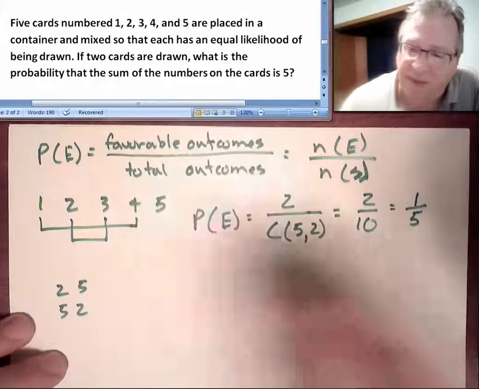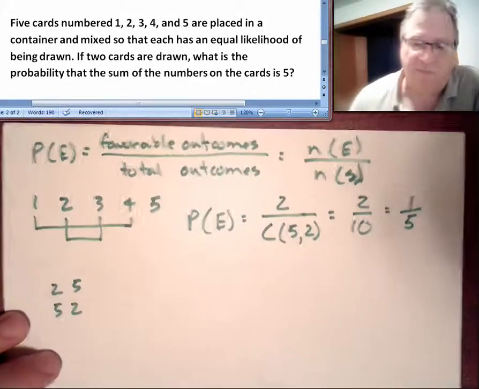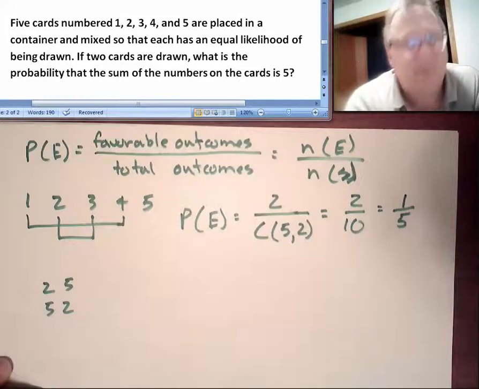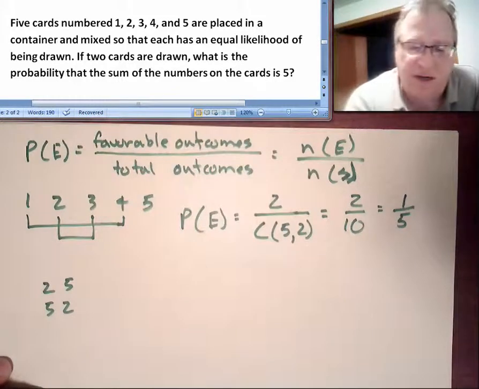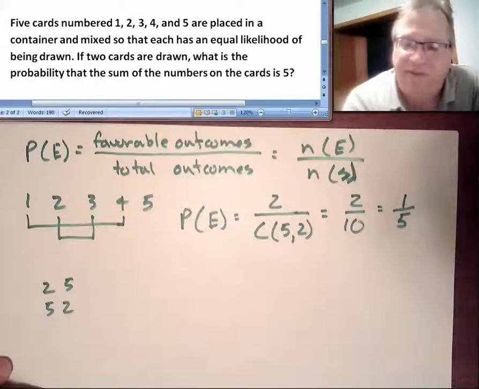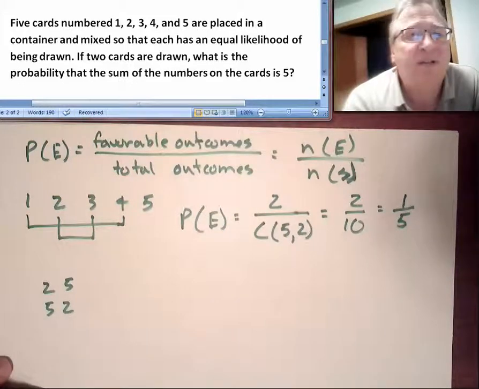The probability of drawing 2 cards and having those 2 cards add up to 5 when the 5 cards are numbered 1, 2, 3, 4, and 5 is equal to 1/5. Or there's a 20% probability.